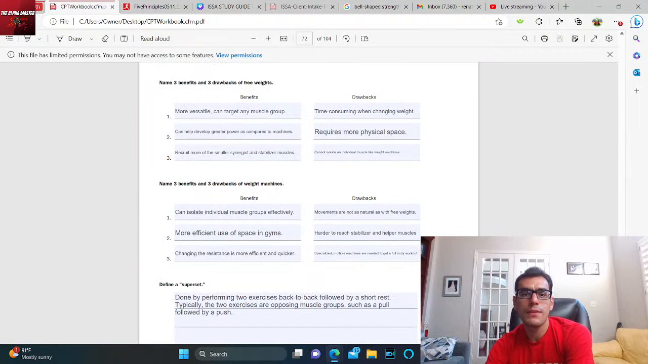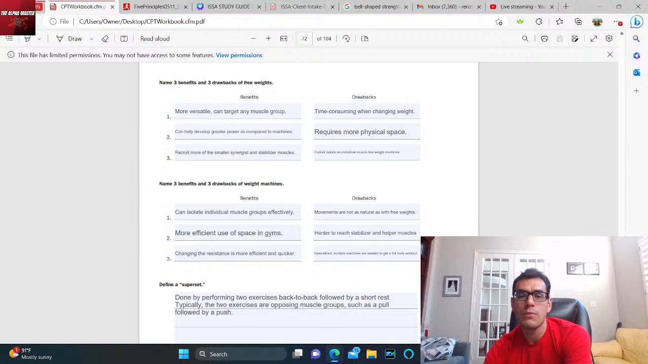Now, here you have three benefits and three drawbacks of free weights. We already covered that in the book. The benefits of free weights are that they are more versatile, can target any muscle group, can help develop greater power as compared to machines, and recruit more of the smaller synergists and stabilizer muscles. The drawbacks are that they are time consuming when changing weight, require more physical space, and cannot isolate an individual muscle like weight machines.